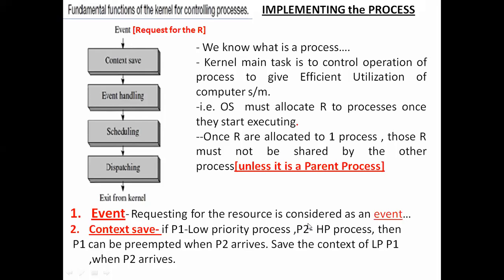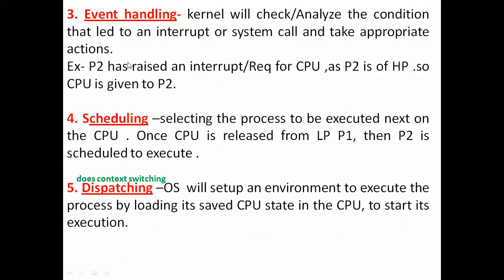And after the execution of high priority process P2, the OS will get back the information stored on the stack, and it will start executing again the low priority process P1. Okay, so for this whole process, this context save is very much important. And the third one is event handling, like analyzing the conditions that led to the interrupt or the request by the process that led to a system call, and taking the appropriate actions is the job of this event handling.